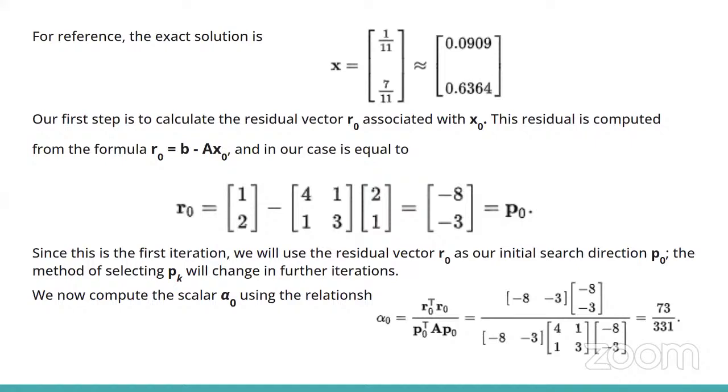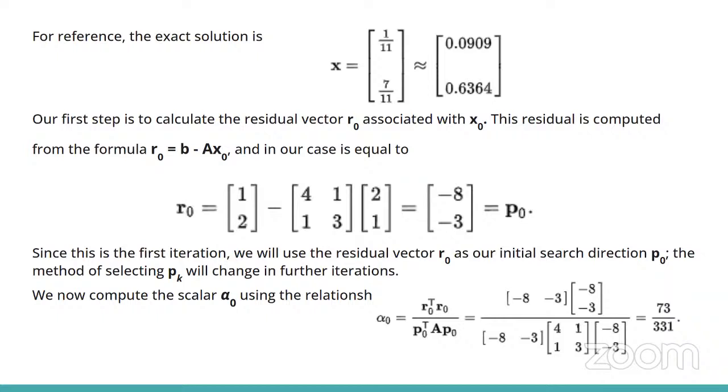Our first step is to calculate the residual vector R naught associated with X naught. The residual is computed. We can remember this formula for R naught. Sorry, this naught is supposed to be a superscript, not a subscript. It's not supposed to be at the bottom. R naught equals B minus A X naught, and in our case it is equal to this.